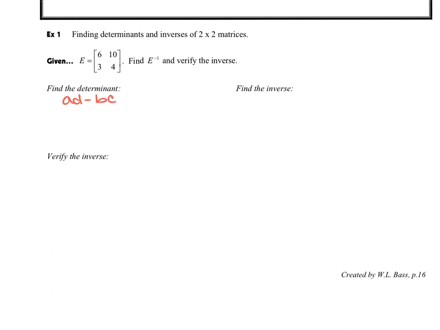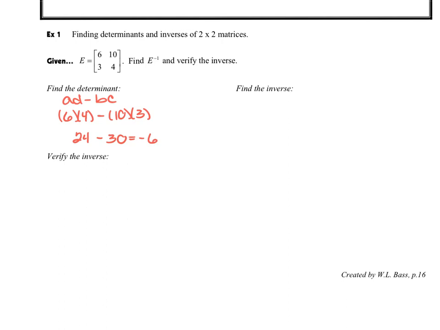So it's A, B, C, and D. When I think about it, I just think this product minus this product. That means I'm going to have a 6 times 4, and you'll certainly do some of this in your head later, minus our 10 times 3, which means we're going to have a 24 minus our 30, and that's going to give us a negative 6.